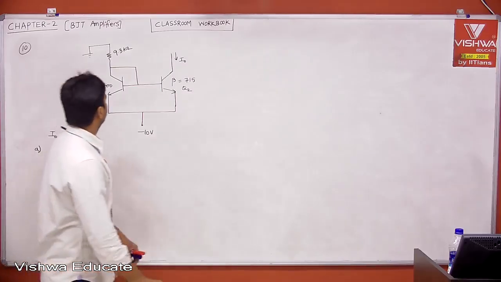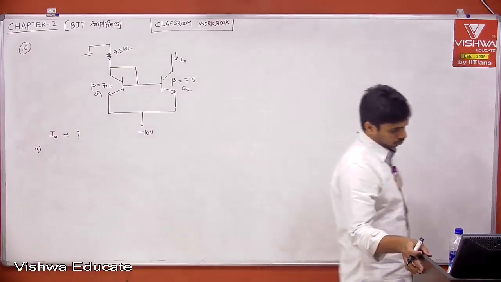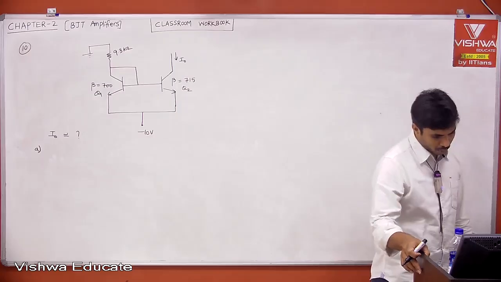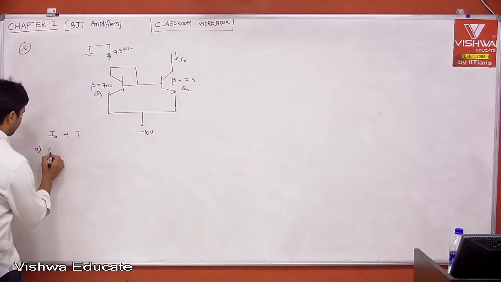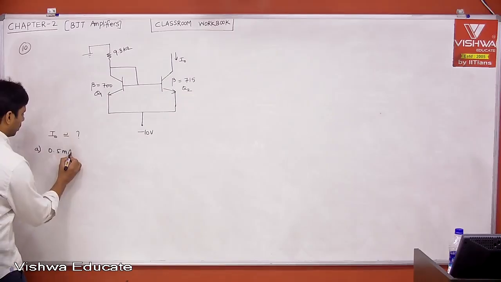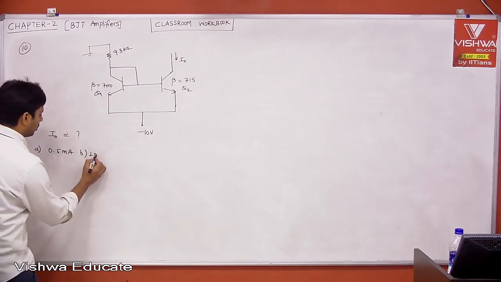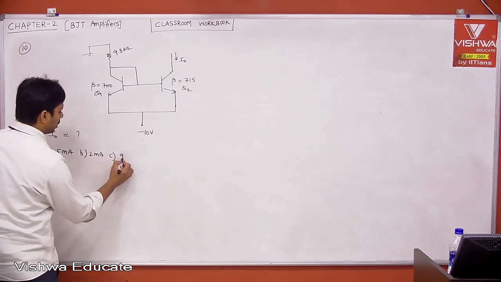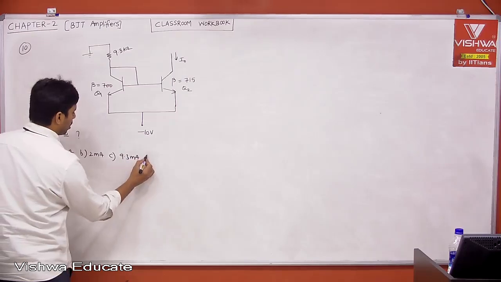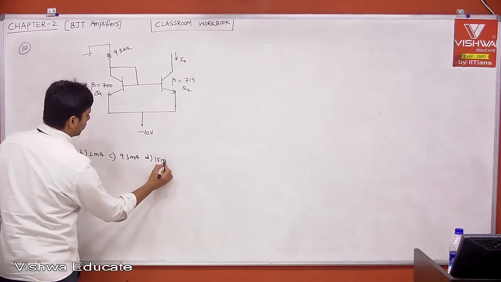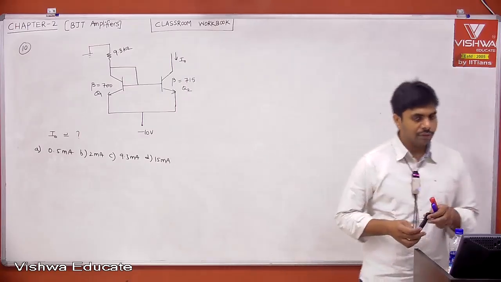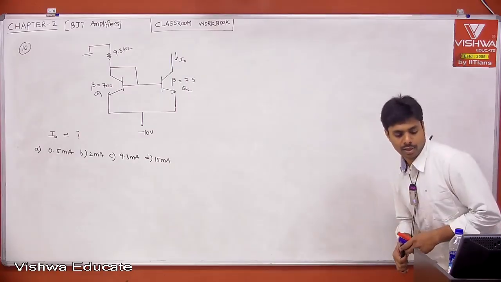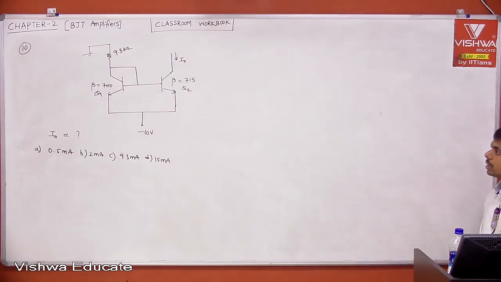Option A, 0.52, option C 9.3 milliampere, option D 15 milliampere. Right? Just think for 10 seconds, then we will see. It is asking what is I0 approximately.